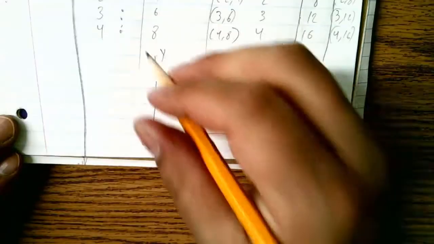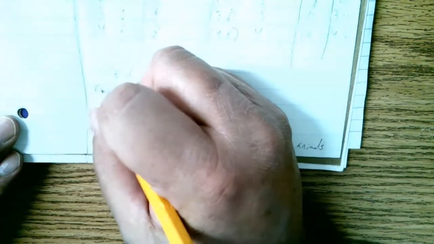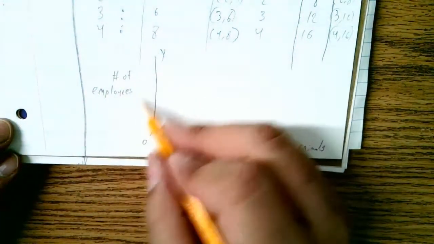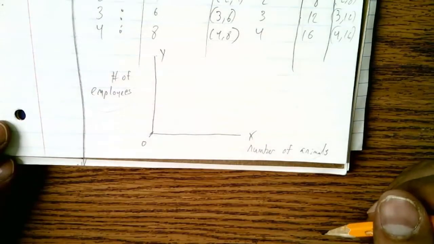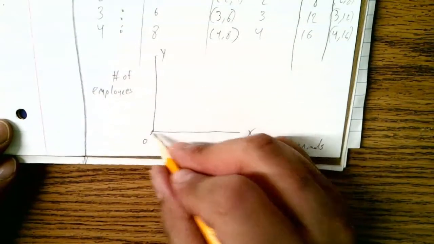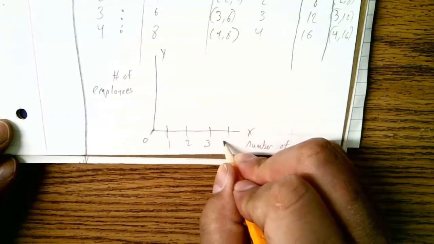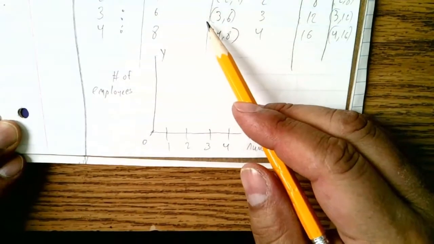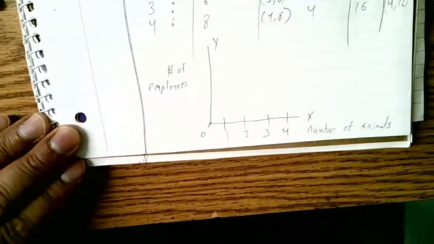Number of animals. And the Y is number of employees. This is important. Make sure you label the axes, okay? All right. For employees, we go from 1 to 4. So 0, 1, 2, 3, 4. 1, 2, 3, 4. For animals, the smallest number we have is 2, and the largest number we have is 16.